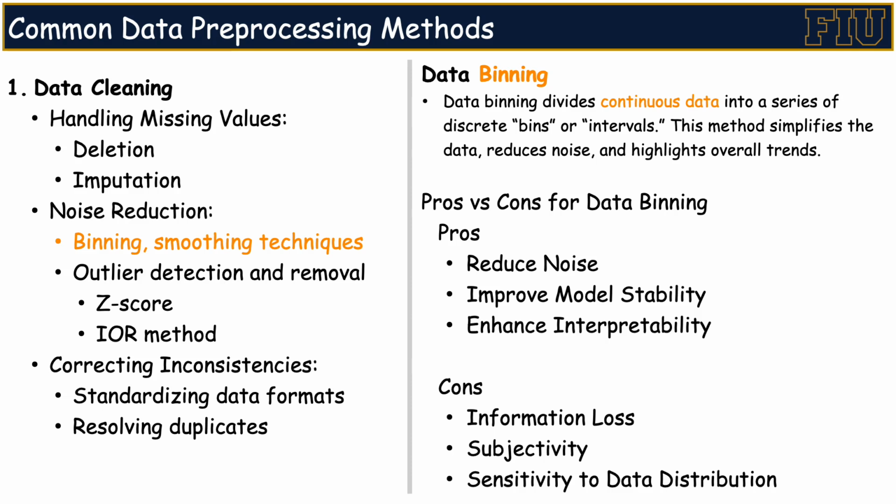For the advantages, they are closely tied to why we use data binning in the first place. Data binning helps reduce noise, making it easier to uncover hidden patterns or highlight the overall trends in the dataset. This can lead to better model performance with less training time. Additionally, a dataset with clearer patterns improves interpretability, making it easier to understand and explain the results.